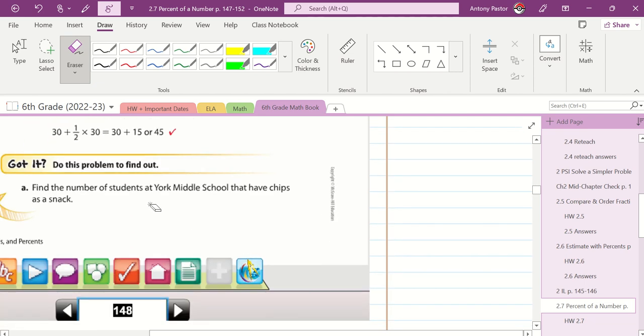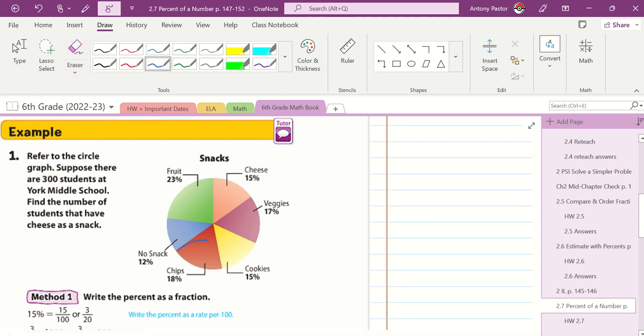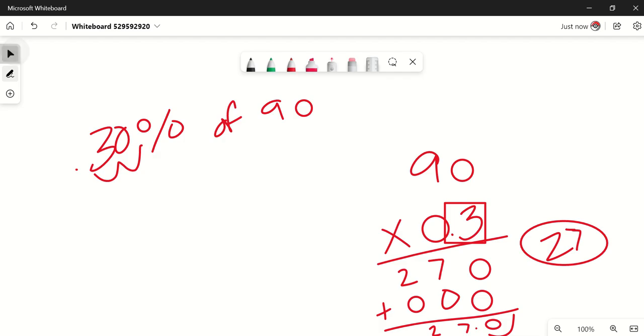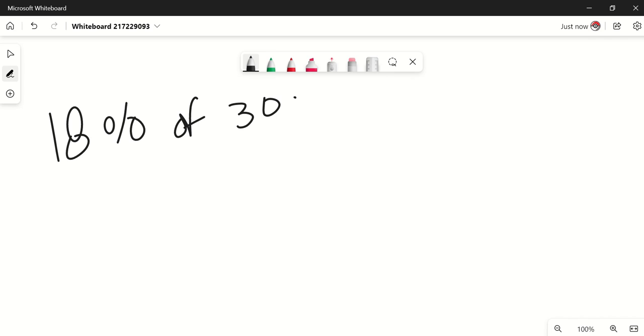Find the number of students at York Middle School that have chips as a snack. So let's focus on this one. Chips is 18%. We know that 300 students were surveyed, so we're going to find 18% of 300. Now, in order to do this, you can do two things. One, put 18% as a fraction, simplify, and multiply across, or we can do the decimal one. I'm going to do the decimal one on this one. So 18% would become 0.18, and I'm going to multiply that by 300.